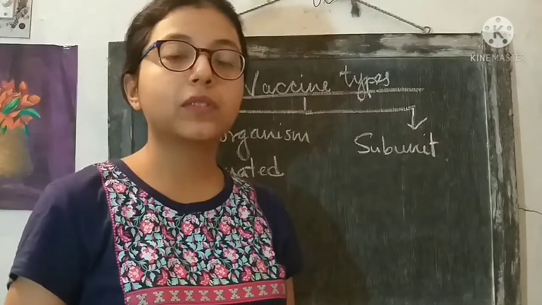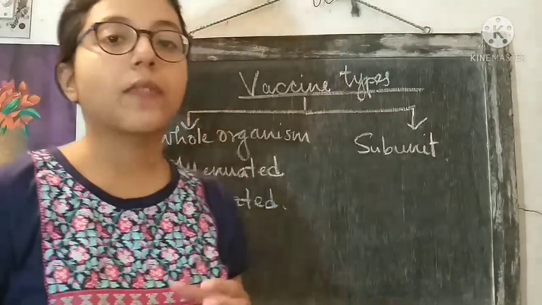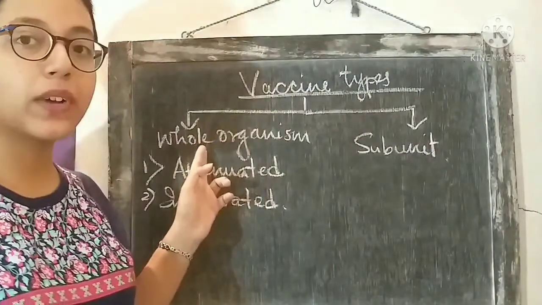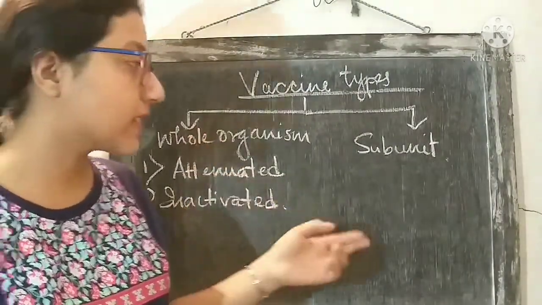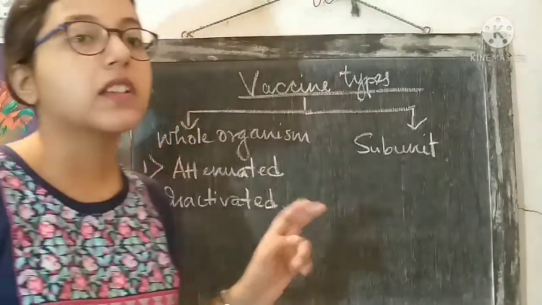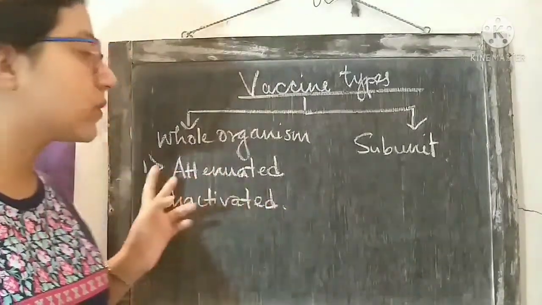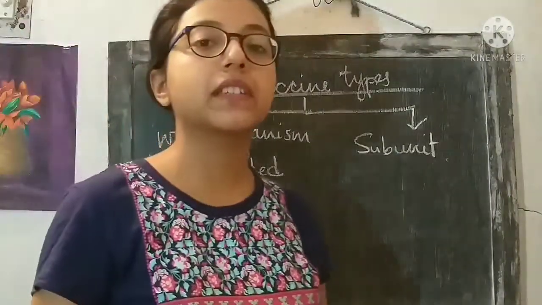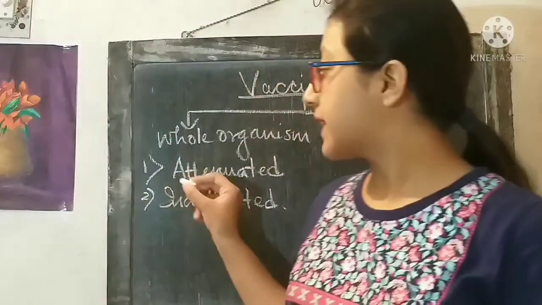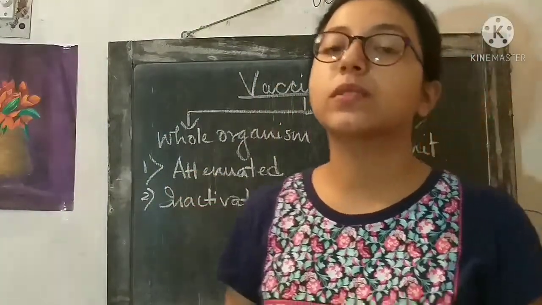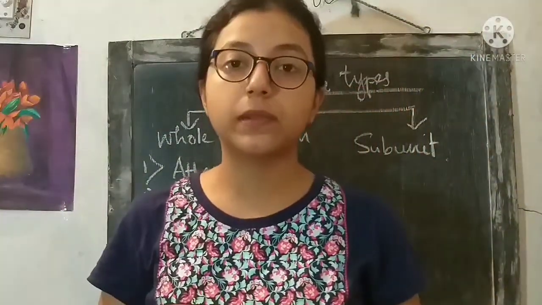We were discussing the different types of vaccines. Vaccines are basically classified into two categories. One is the whole organism vaccine and the other is the subunit vaccine. In the last video, I discussed the two types of whole organism vaccine, that means the attenuated vaccine and the inactivated vaccine.